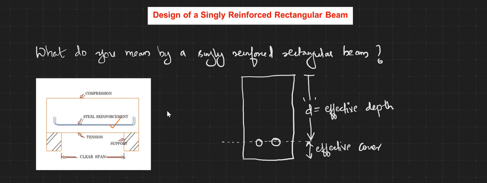Now if you see, I will be representing the width of the beam as small b. The width of the beam will be represented as small b, and capital D will represent the overall depth of your beam.